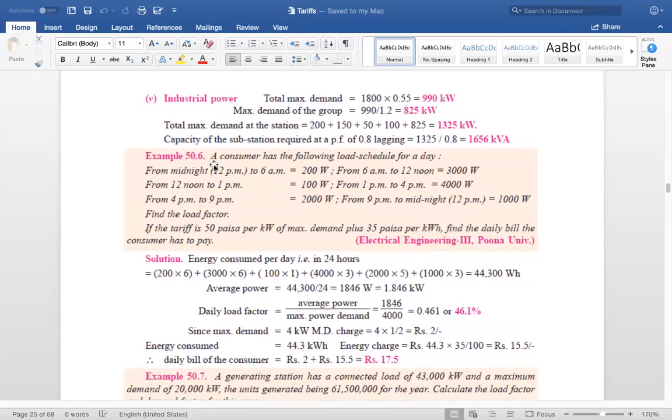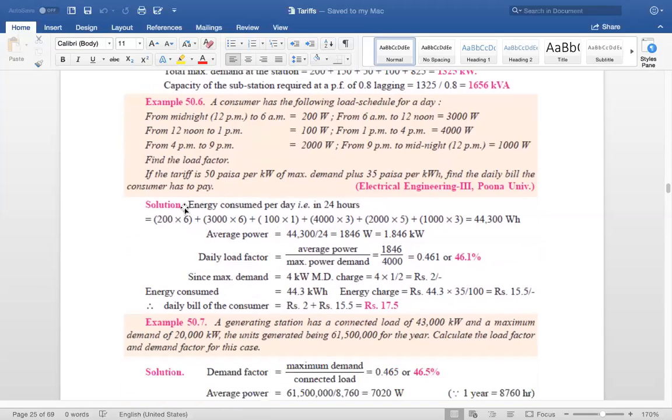Okay, a consumer has the following load schedule for a day. From midnight to 6 a.m. is 200 watt. From 6 a.m. to 12 noon, 3 kilowatt. From 12 noon to 1, 100 watt. From 1 to 4, 4 kilowatt. And then 4 to 9 is 2,000 watt. And 9 to midnight again is 1,000 watt. We must determine the load factor. So if the tariff is 50 cents per kilowatt of maximum demand, plus 35 cents per kilowatt hour, find the daily bill.